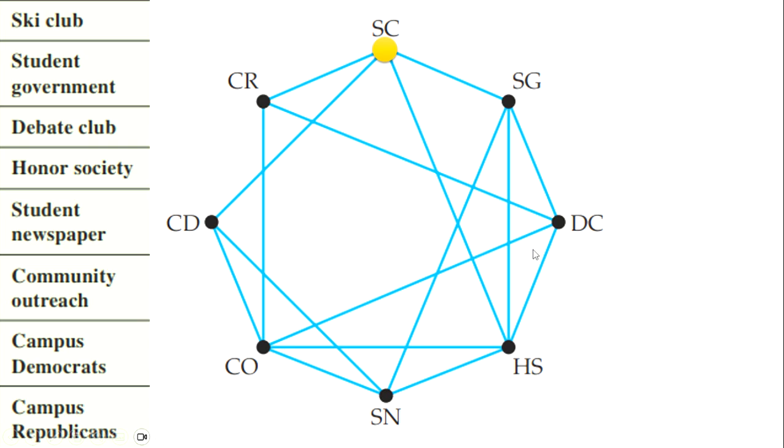So in this case, we can pick Debate Club, and there will be no problem with that since it's not connected with the Ski Club. And then here, it's either Community Outreach or Student Newspaper, because they are connected. Since Community Outreach is also connected with the Debate Club, of course, we're going to pick the Student Newspaper, since Debate Club is already connected with the Community Outreach. And Community Outreach also is connected with the Student Newspaper. So we have now one schedule.